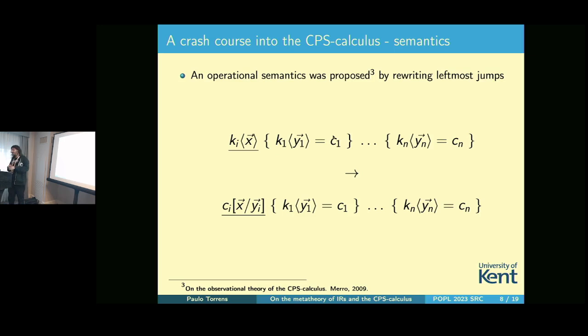Okay, but this doesn't tell us how to execute programs in CPS. So later, Sabry and Wadler suggested a simple reduction rule that's a global, deterministic rule, so every term has at most one redex, that says we can take the leftmost jump to K, and we can perform this jump without changing the bound continuations.